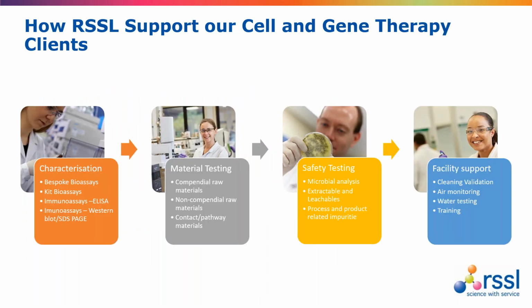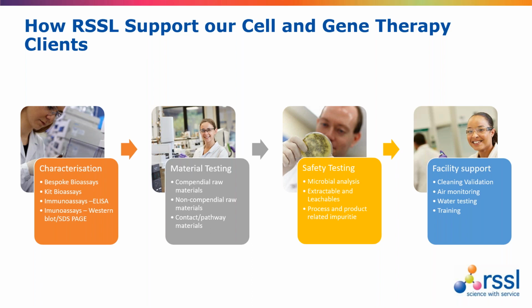So, as I mentioned, at RSSL, we can help support our cell and gene therapy clients in several different ways. So, we can help with your characterization of your product with bespoke bioassays, as well as kit-based bioassays. And we have extensive experience of running ELISAs and Western blots, SDS-PAGE, and immunoassays. We also do an awful lot of raw material testing, and we can help with those non-compendial, often more difficult specialized raw materials that are used in this sector. We have extensive method development and validation capabilities that we can use to help you in these testings.